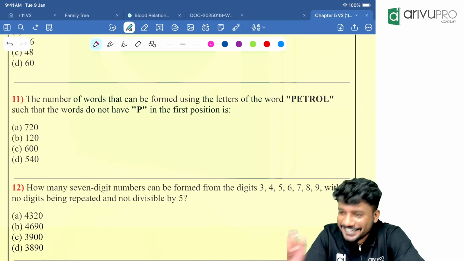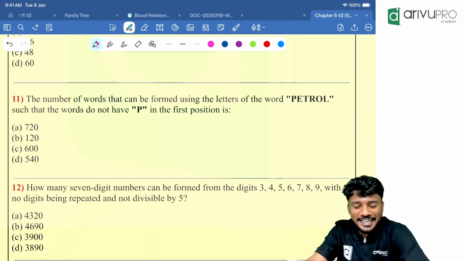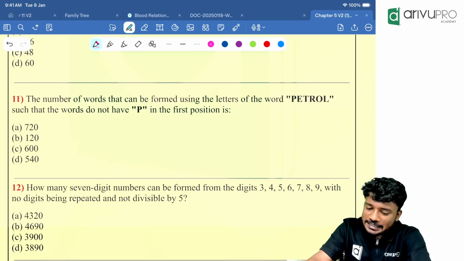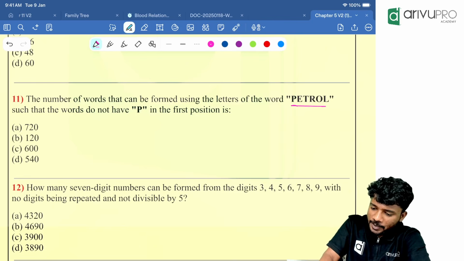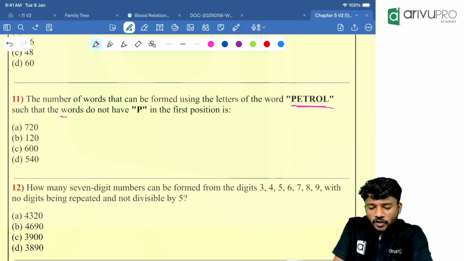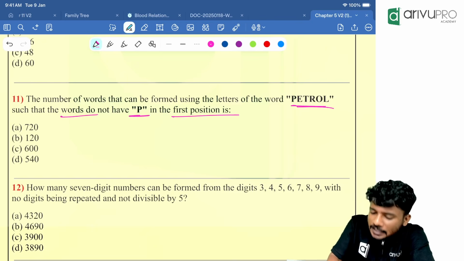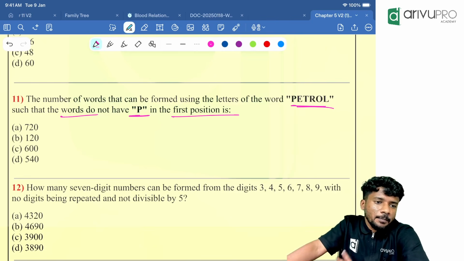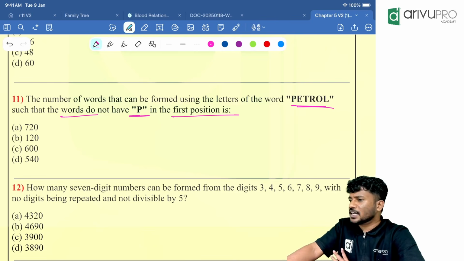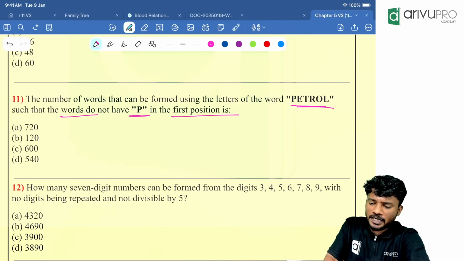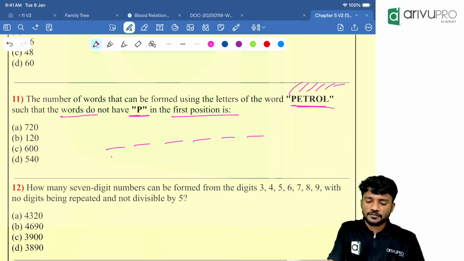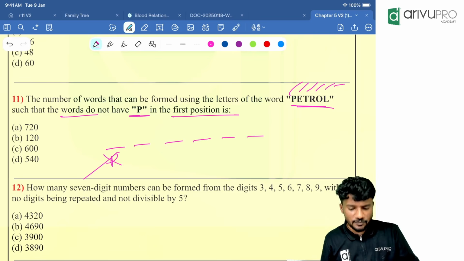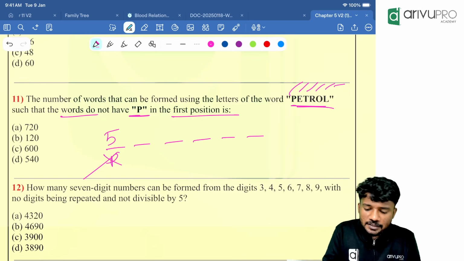The number of words that can be formed using the letters of the word PETROL such that words do not have P in the first position. P should not be there in the first position is the condition. Now, how many letters are there in total? 1, 2, 3, 4, 5, 6. P cannot sit in the first position, then how many can sit in the first position? 5 can sit in the first position.